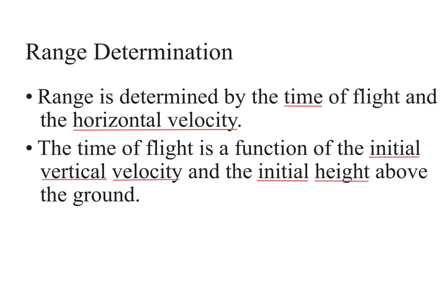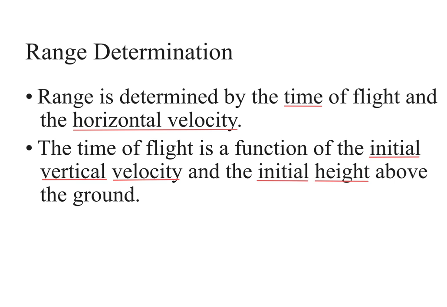So range is determined by the time and the horizontal velocity. That's how we figured out how far it was going horizontally. You're going to hear the word range. That is the time and the horizontal velocity. The time of the flight is a function of the initial vertical velocity and the initial height above the ground. Because remember, that's what's going to determine how long it stays in the air.